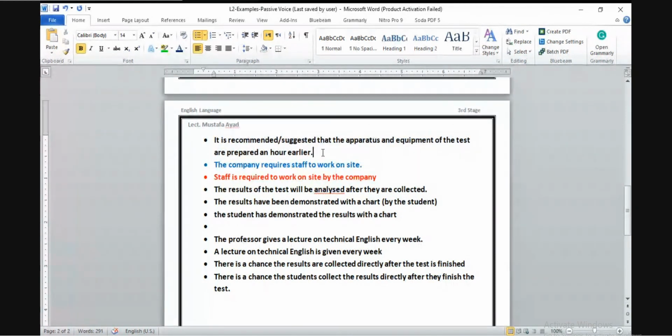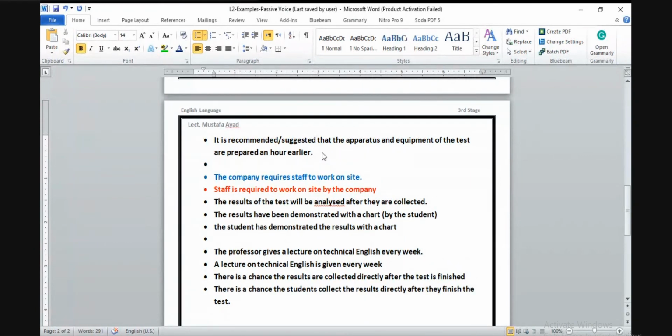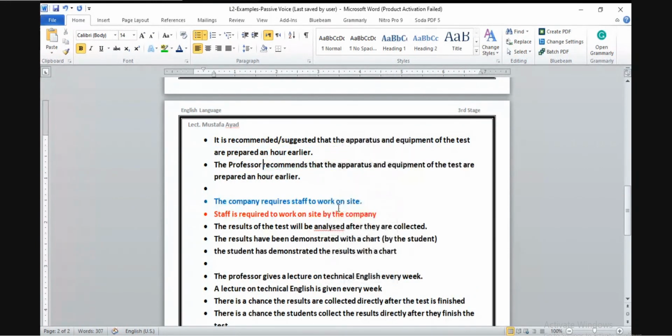So if I want to change this sentence into active, please. We put a subject, exactly. So the doctor recommended. The professor, by the way, not recommended but recommends. Yes, we change it to the present form. Exactly. Recommends that, and you just continue the same sentence: recommends that the apparatus and equipment of the test are prepared an hour early. That's it. Very easy. So the meaning is clear, but you don't need to mention the object first. All you have to do is say it is recommended or it is suggested, very nice and easy.